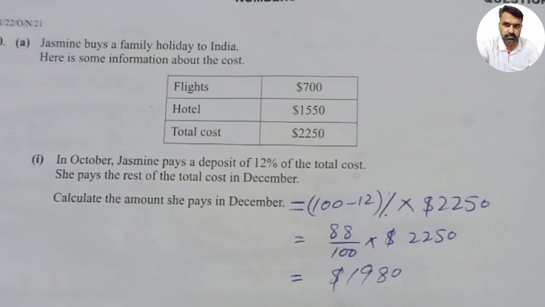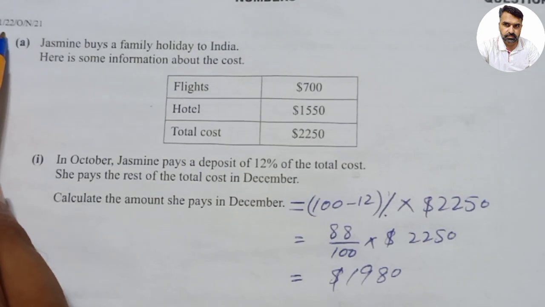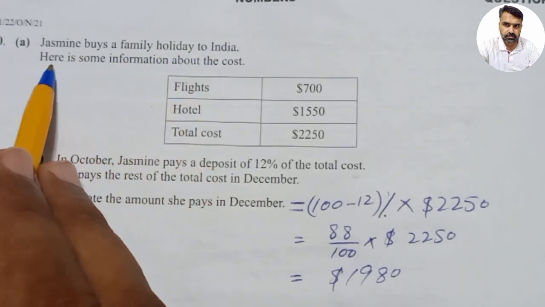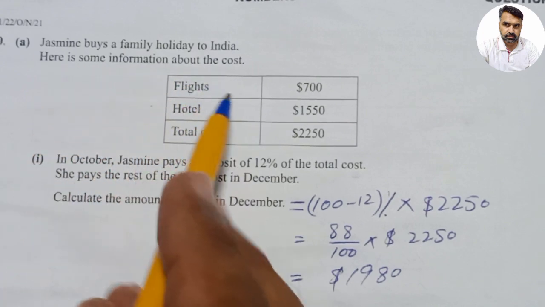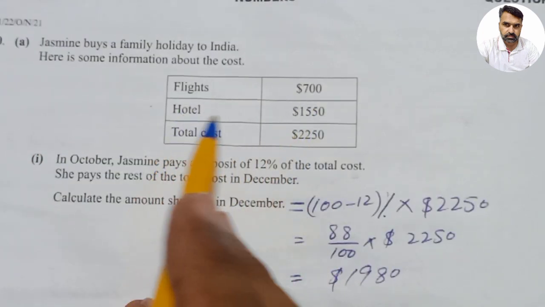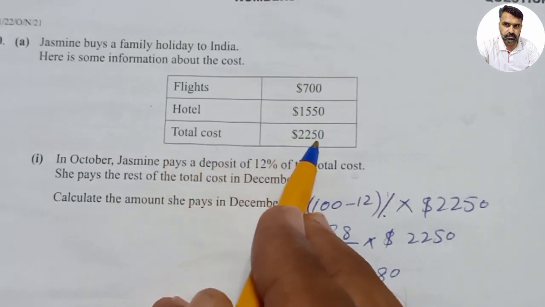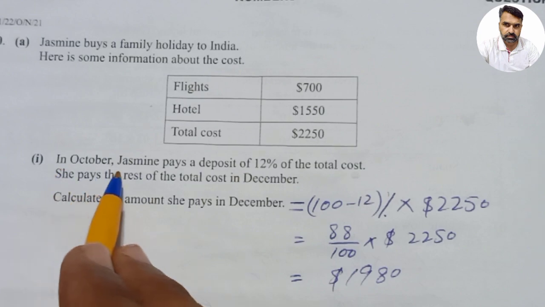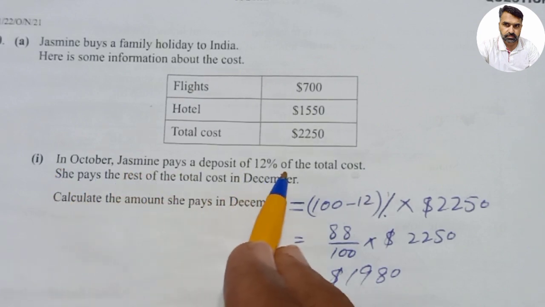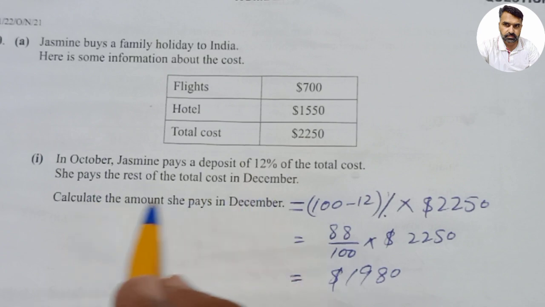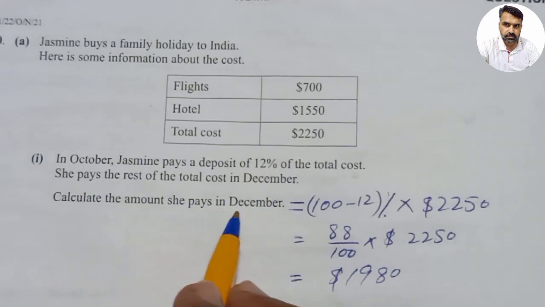Dear students, O level mathematics 4024, question number 1, October 2022 paper 21, and MS book 2425, question number 20. Jasmine buys a family holiday to India. Here is some information about the cost. Flight $700, hotel $1,550, total cost $2,250. In October, Jasmine pays a deposit of 12% of the cost. She pays the rest of the total cost in December. Calculate the amount she pays in December.